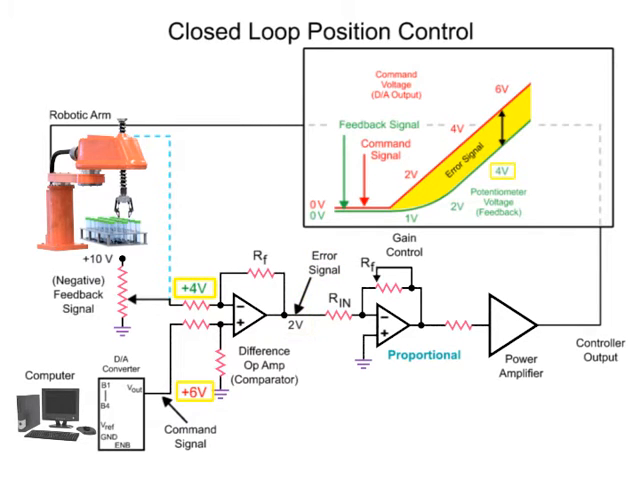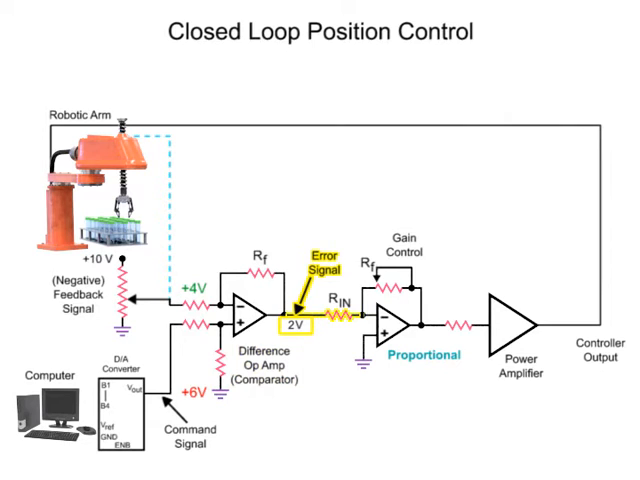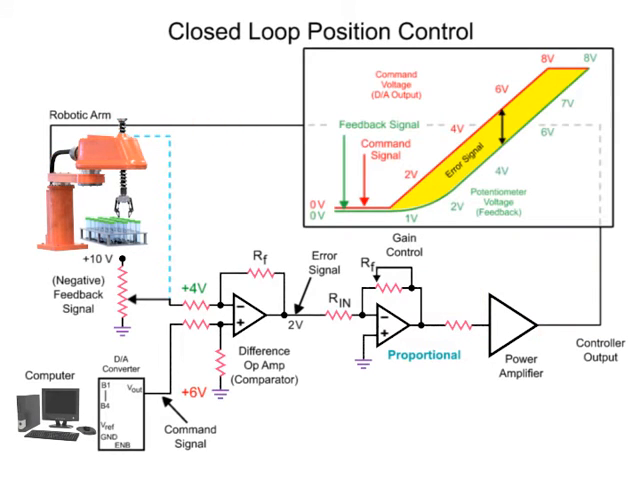The delay of the arm and feedback signal creates a positive error signal voltage at the output of the difference op-amp. The error signal is inverted by the proportional difference op-amp to a negative voltage. The voltage is then amplified by the power amp and inverted to a positive voltage and applied to the motor of the robotic arm. The robotic arm moves to the desired position until the error signal at the difference op-amp is 0. When the arm reaches the desired position, the difference op-amp voltage is reduced to 0, and the feedback voltage from the potentiometer equals the command voltage of the computer.